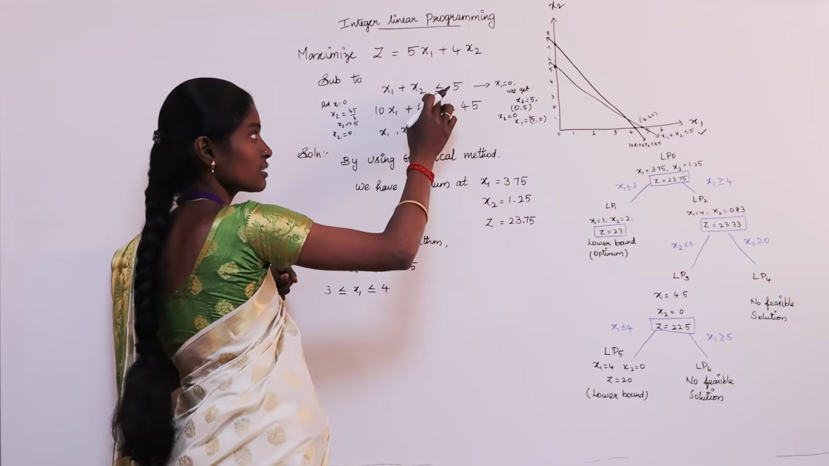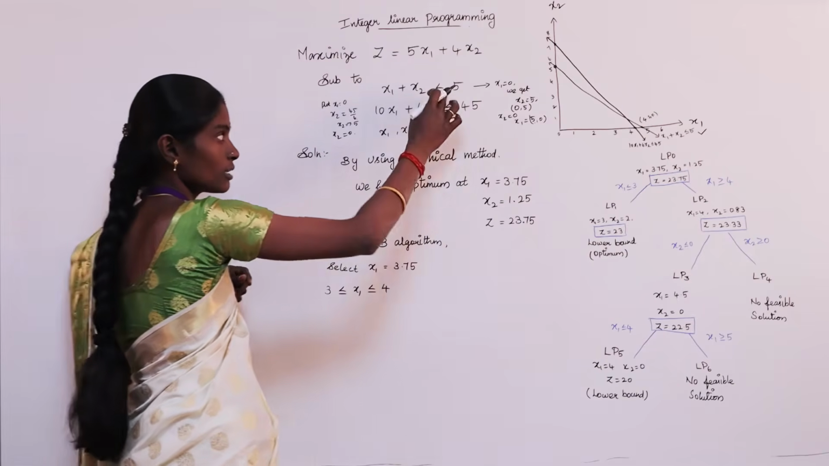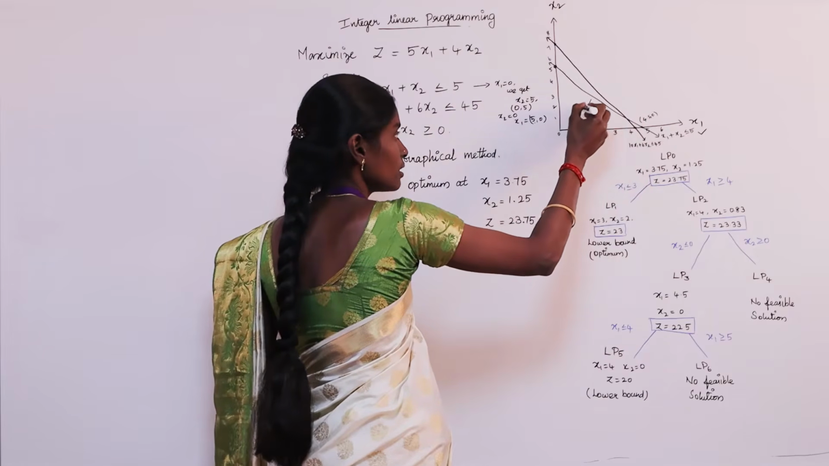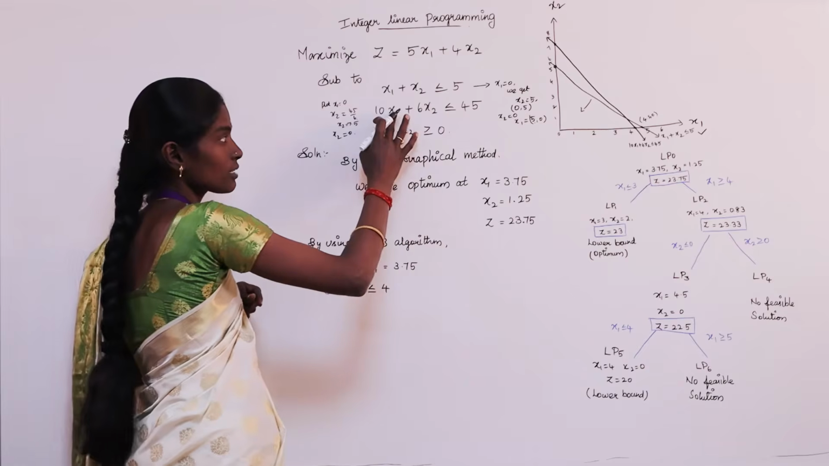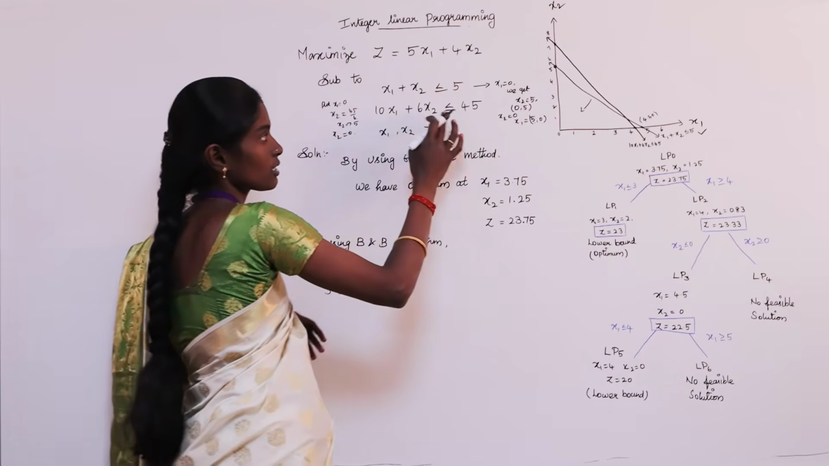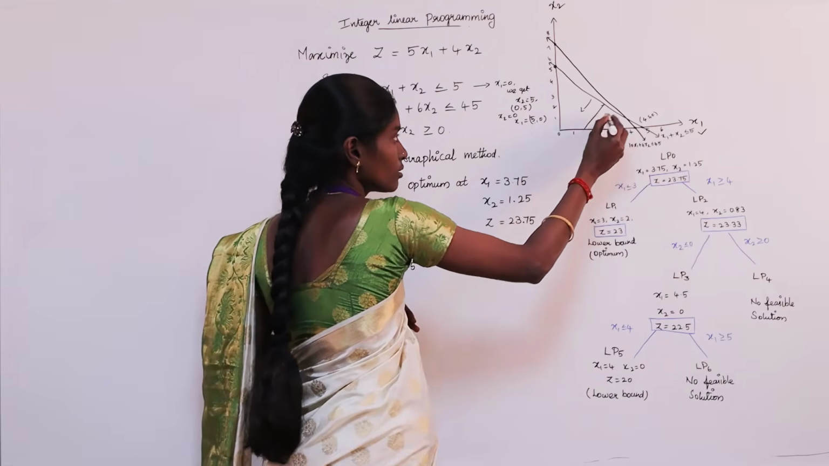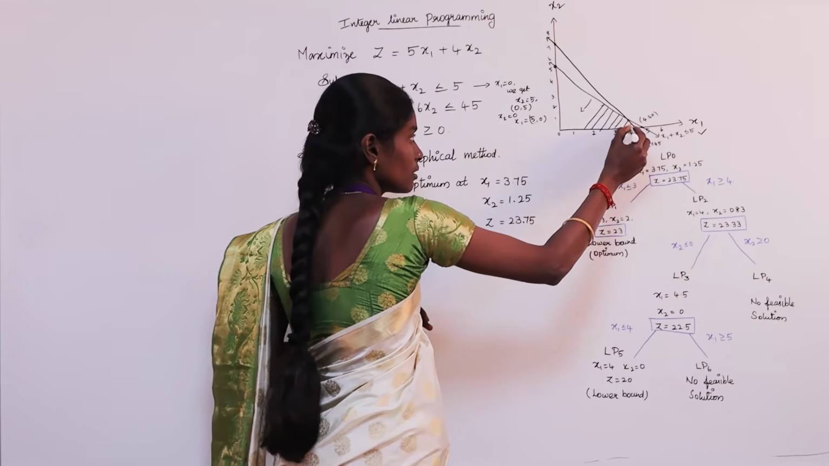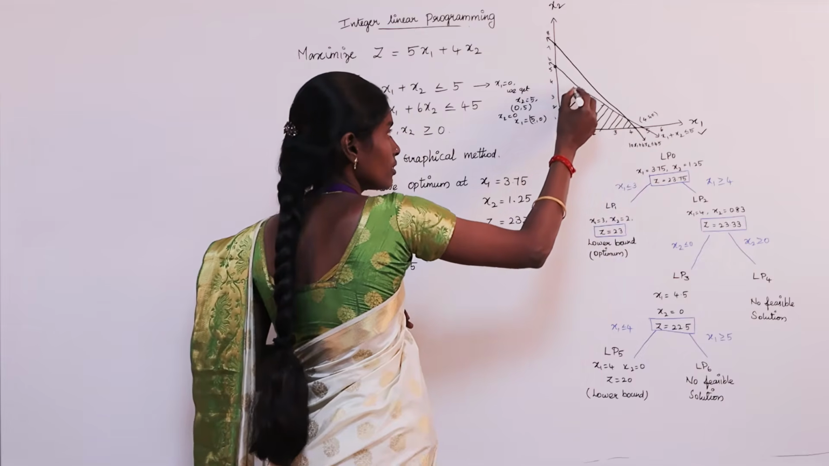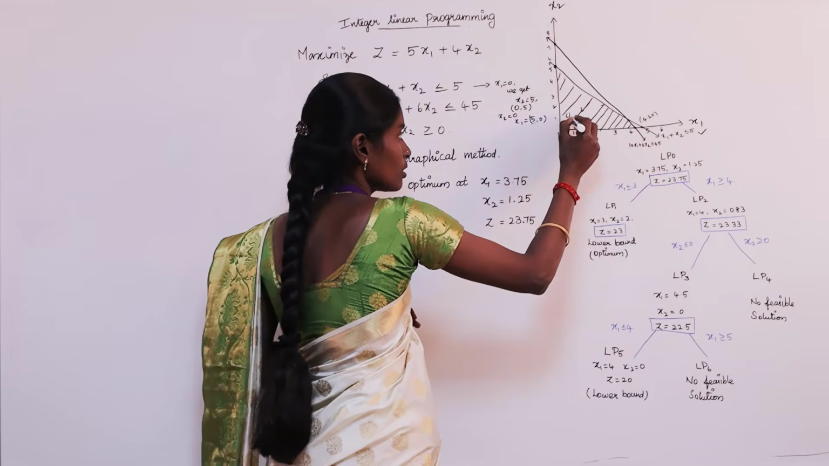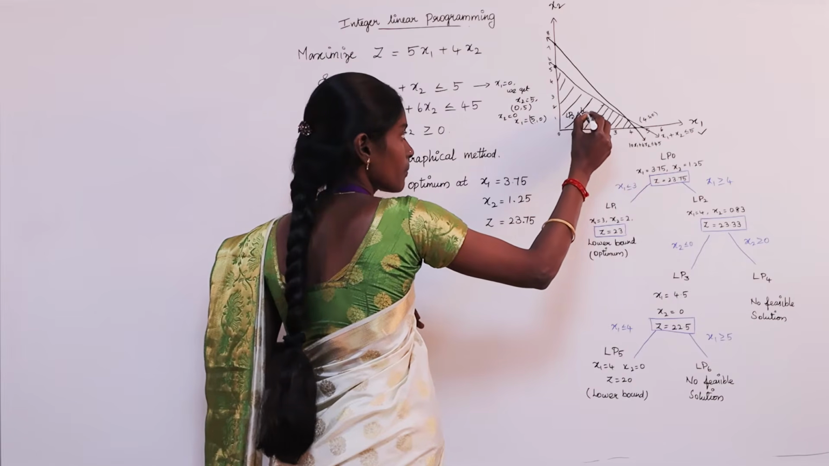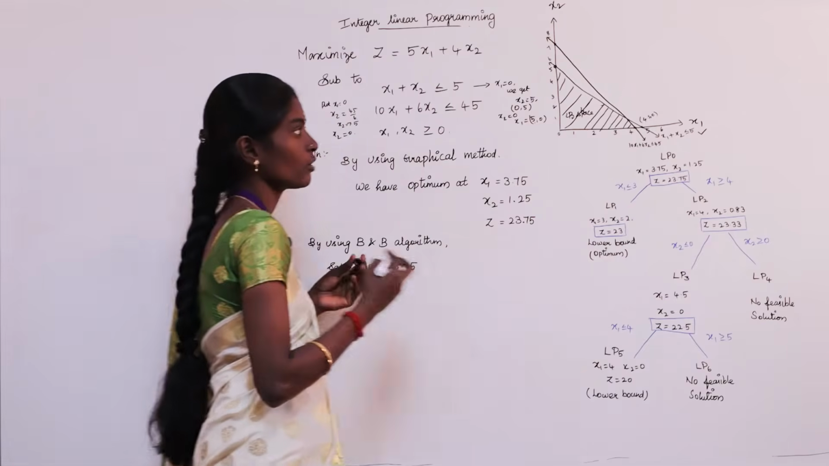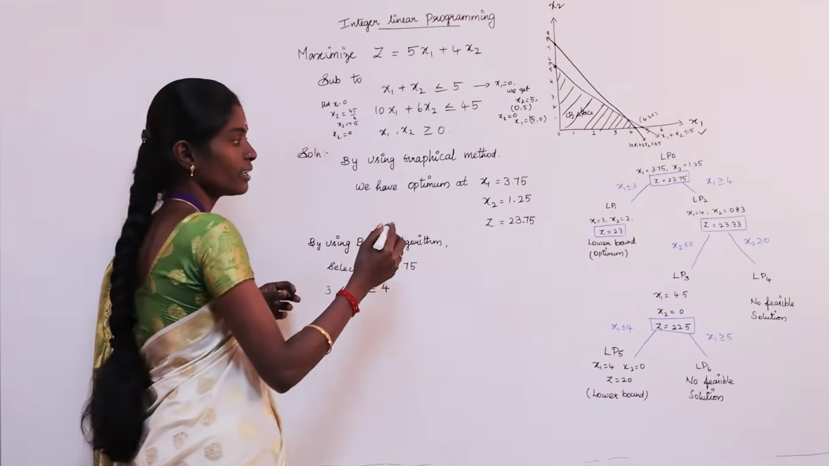Here, for the first constraint, we have x1 plus x2 less than or equal to 5. Therefore, for the first constraint, we have the feasibility region here. And for the second constraint also, we have 10x1 plus 6x2 less than or equal to 45. So we have the feasibility region, and we are naming it as LP0 space. And we are finding the optimum solution for this LP0 space.